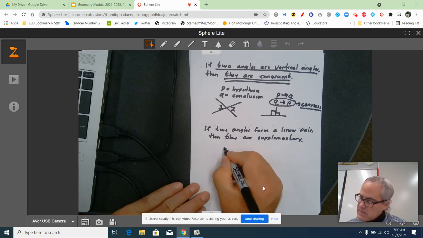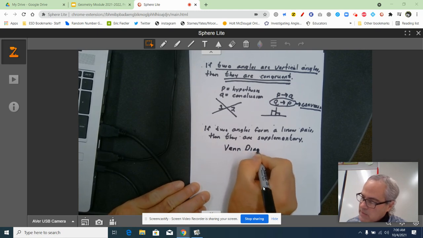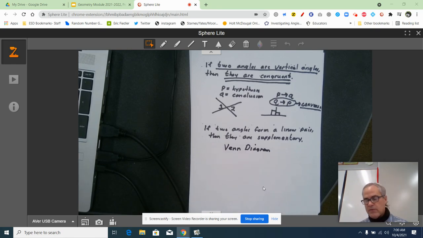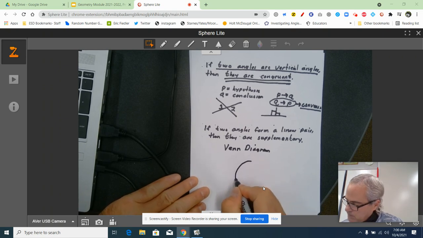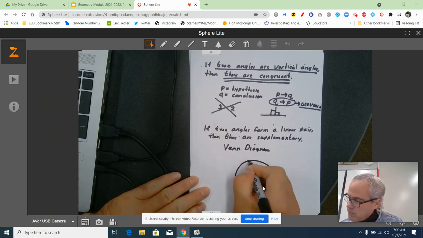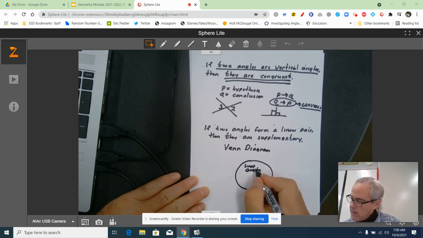Another way to represent these things besides P's and Q's is in a Venn diagram. It seems like a lot of geometry students come in having some experience with Venn diagrams. If you don't have any, it's okay. A Venn diagram is basically making circles. So I'm going to make a big circle. And in this big circle are supplementary angles, all of them. Supplementary angles, and I abbreviated there for supplementary.